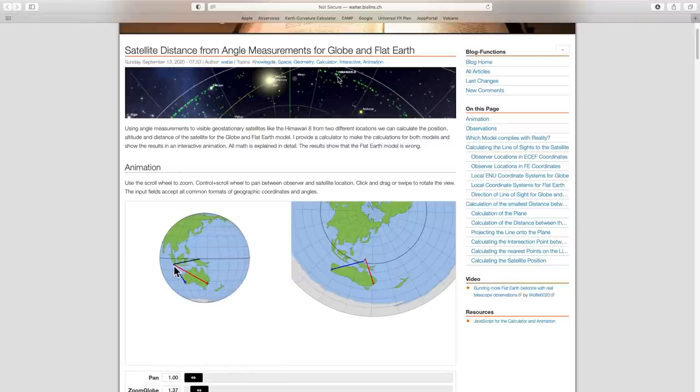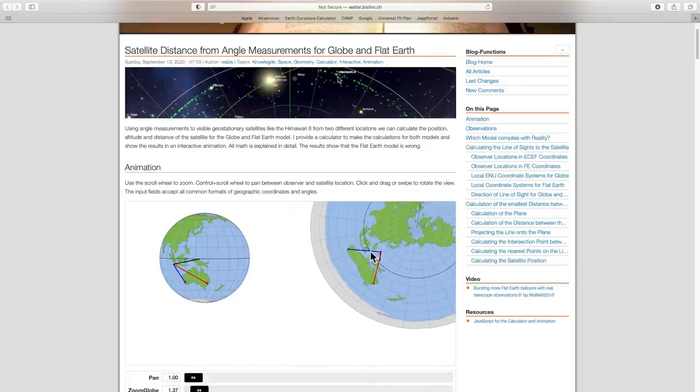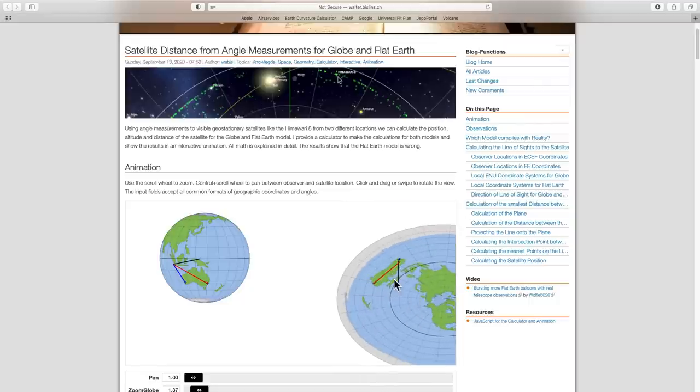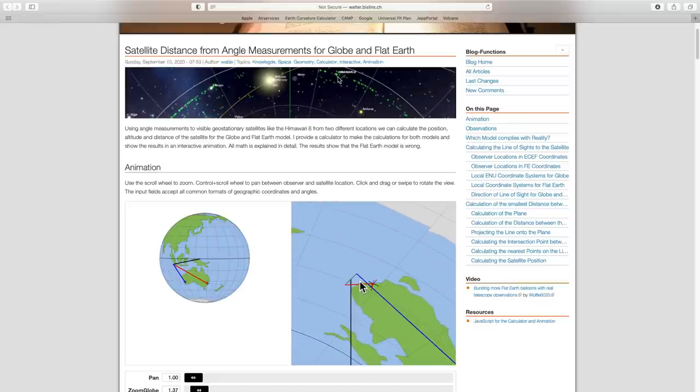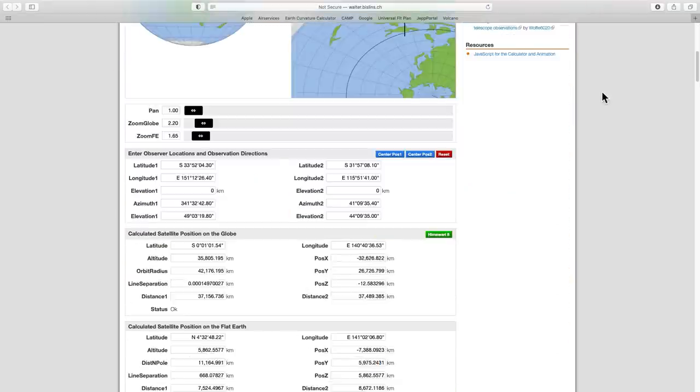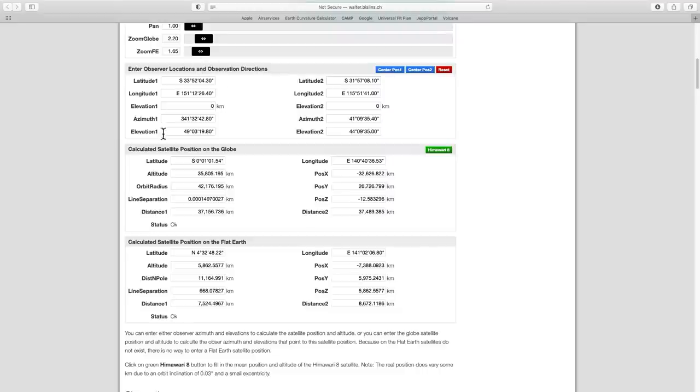You can see that it puts the satellite over the equator. As a comparison, using those same angles on a flat Earth has the satellite north of the equator in this case. And furthermore, the angles of observation don't even intersect. They intersect nicely on the globe. So when we scroll down further, we can see more information. Here we have the two observer locations, in this case, Sydney, Australia, and Perth, Australia. We then have the calculated satellite position on the globe and the calculated satellite position on the flat Earth. Now, using the values I provided to Walter, it shows an altitude for Himawari 8 of 35,805 kilometres and a latitude that is just 1 minute from the equator, so extremely close to the equator.